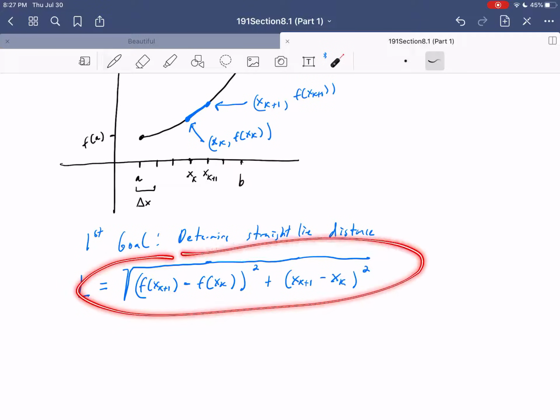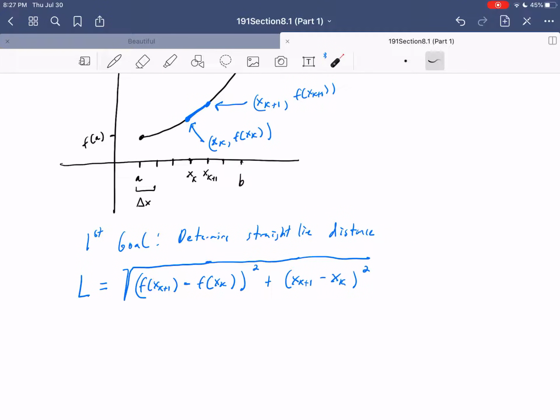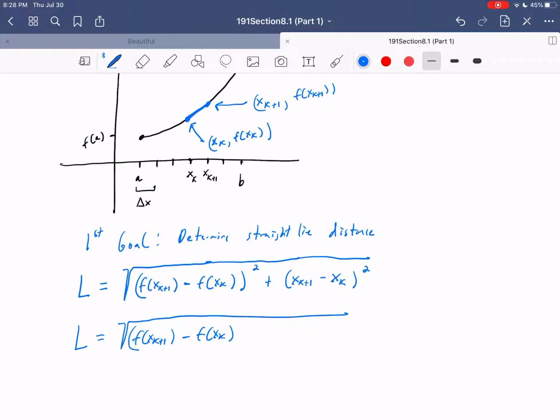Now, this is a pretty messy expression. I mean, it used everything that we have there, but we can actually phrase this a little bit more nicely. Notice we actually know this quantity here. I can't really say much about this, but I certainly know this. The distance between x sub k plus 1 and x sub k, that by definition is delta x, because that's our spacing of these partitions. So we can say that this straight line distance is the square root of f of x sub k plus 1 minus f of x sub k, squared, plus, and then in here, delta x squared.